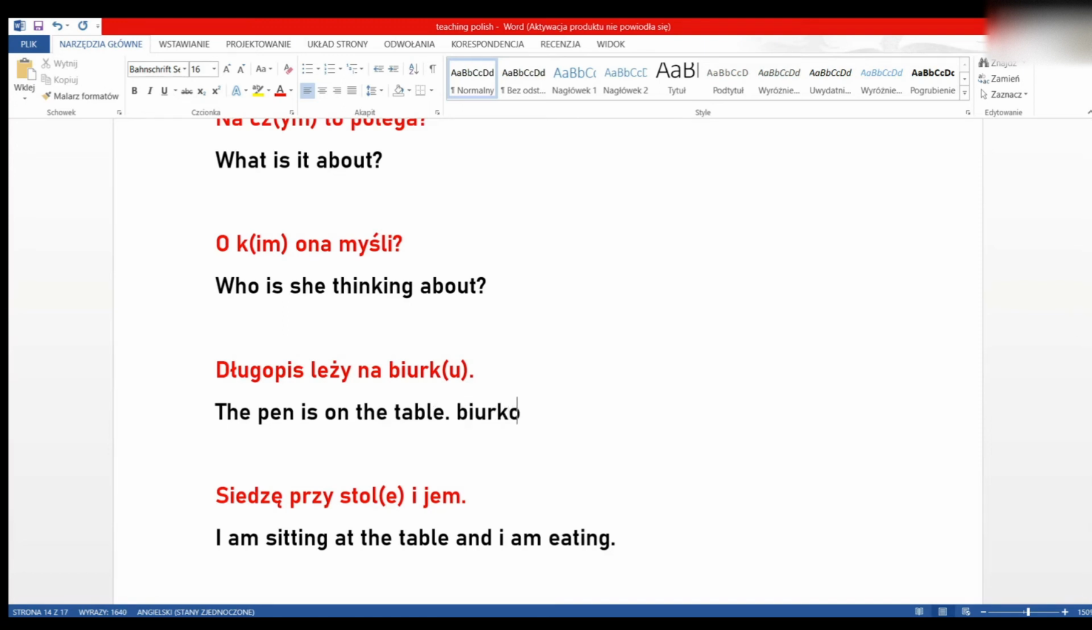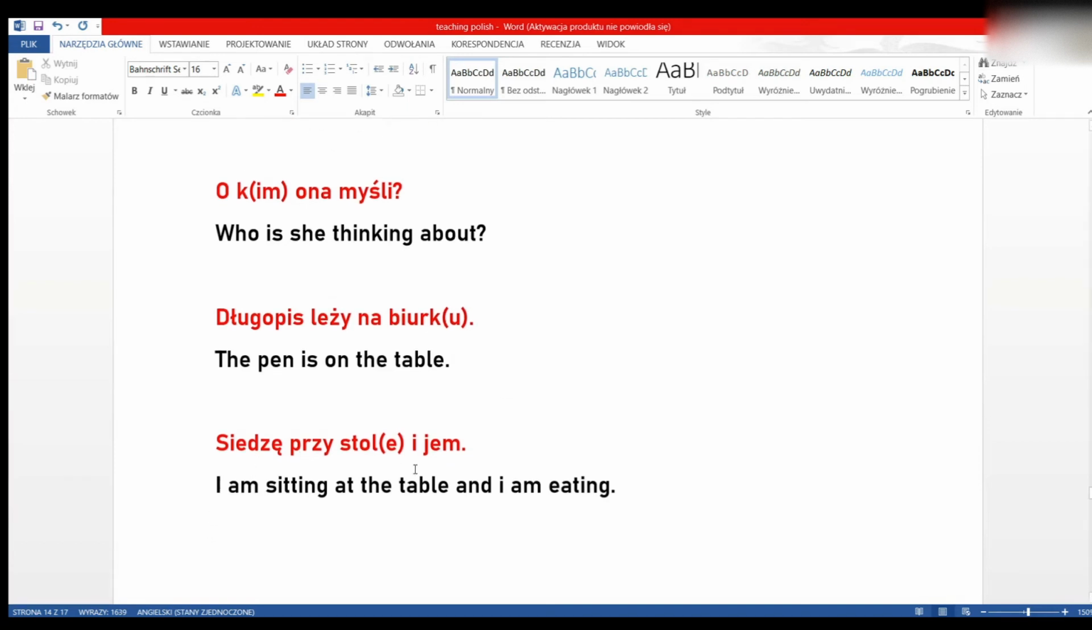Biurko becomes biurku. Simple. Siedzę przy stole i jem. I'm sitting at the table and I'm eating. So stół becomes stole. Let's just memorize it, because here the rule is to add e, but when you have stu, you have to say stole, because if you say it the other way, it's going to mean something else. It's not going to be right in Polish. So just memorize it. When you use the locative, you use this form.